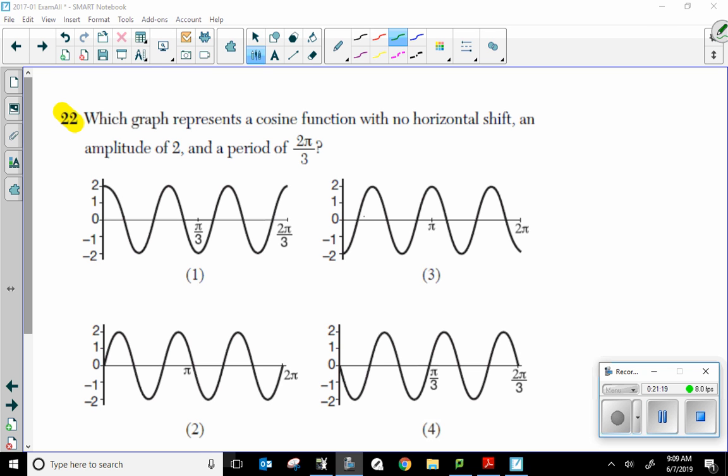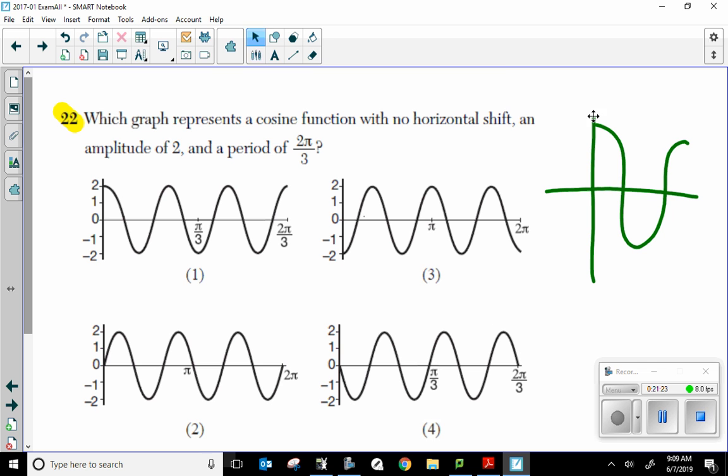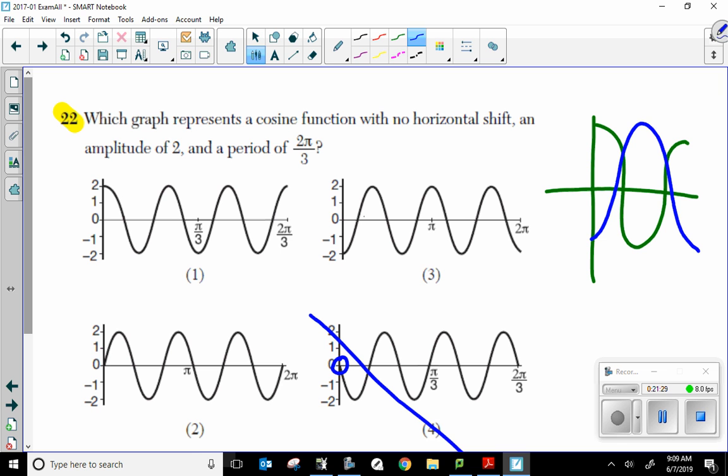Okay, a cosine function is a cup. It should either start up high, like that, or it should start down low. It does not start in the middle. This starts in the middle, that's sine. This starts in the middle, that's sine. So I know it's either 1 or 3.